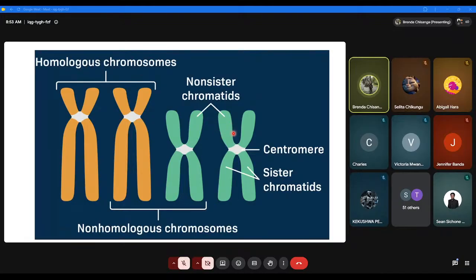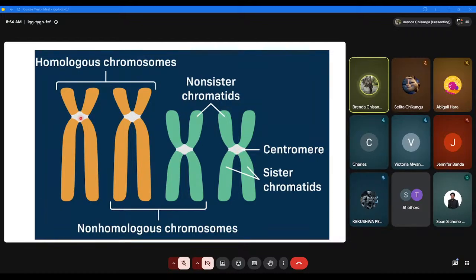Despite them being homologous chromosomes, they are non-sister chromatids. Sister chromatids are held together at the centromere. Non-sister chromatids, they don't share a centromere. The centromere is this position here. They're like an umbilical cord of the chromosome that has duplicated. When you think of a sister chromatid, they must share a centromere.